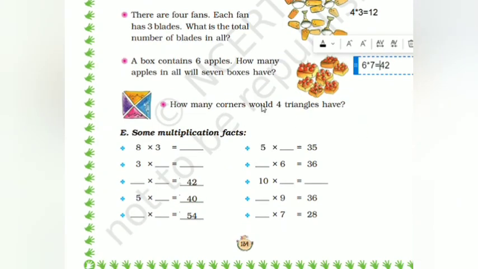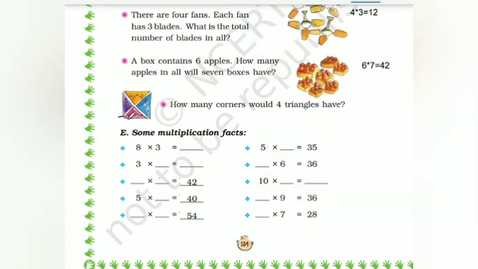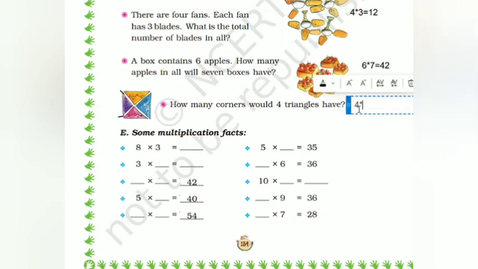How many corners do 4 triangles have? We can count starting from here. Corners means here 1, 2, 3. Then 4, 5, 6, 7, 8, 9, 10, 11, 12. How much? It is 12 corners. That is 4 triangles. Each triangle is having how many? 3 corners. So the total will be 12. Okay. 4 triangles are there. Each will be having 3 corners. So the total is 12.